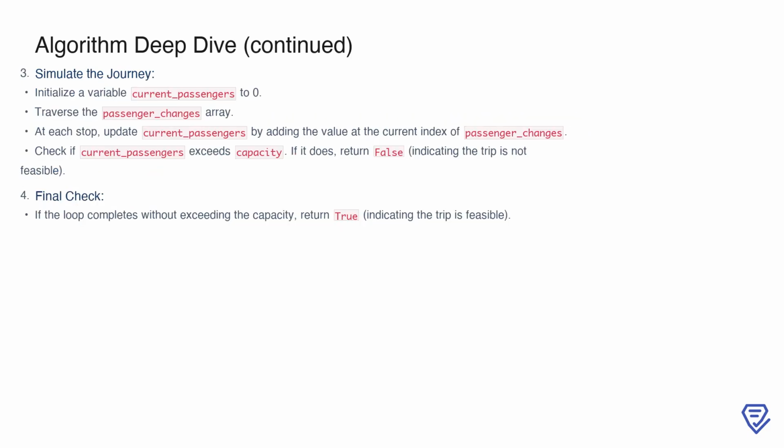Once the passenger changes are recorded, we simulate the journey to determine if the capacity is exceeded. We initialize a variable current_passengers to 0, which will keep track of the number of passengers on board at any given time. As we traverse the passenger_changes array, we update current_passengers by adding the value at each stop. If at any point this count exceeds the vehicle's capacity, we immediately return false, indicating that the trip is not feasible. If we complete the traversal without exceeding the capacity, we return true, confirming that the trip can be completed within the constraints.